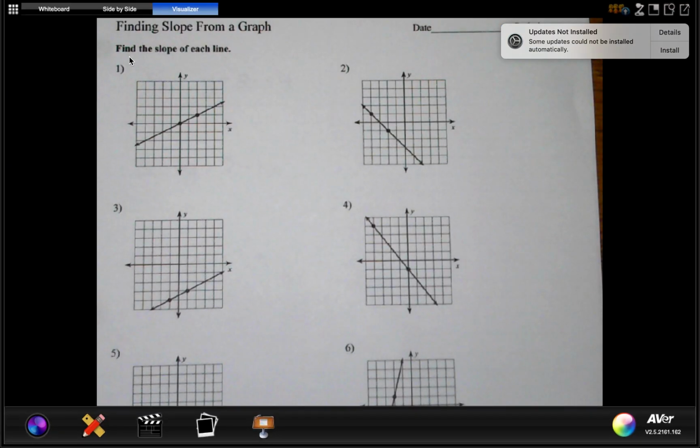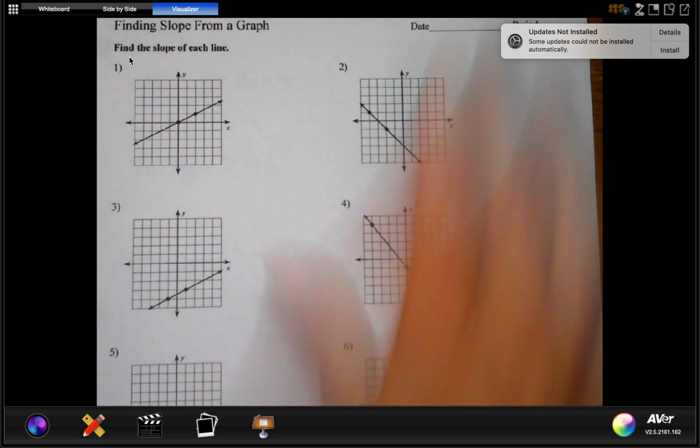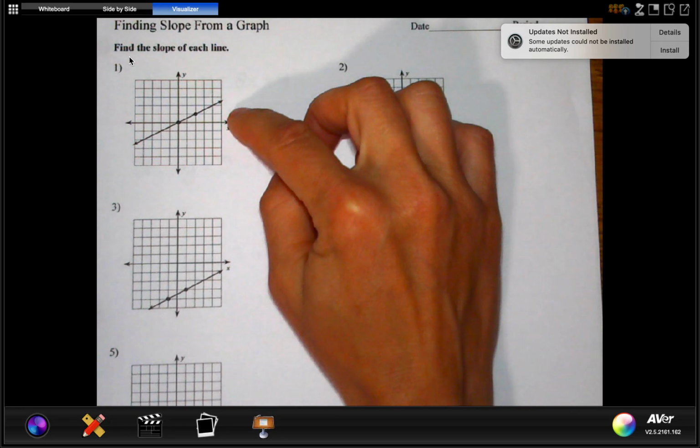It has come to my attention that some of you are having trouble with the last assignment for quarter four, and that is finding slope from a graph and also finding slope from an equation. So I'm going to post a little help video for you. We're going to start with the first slide that you have to answer, and that is finding slope from a graph.